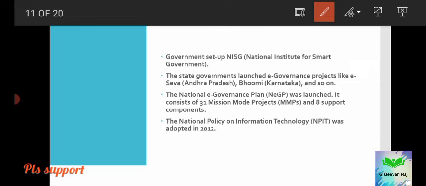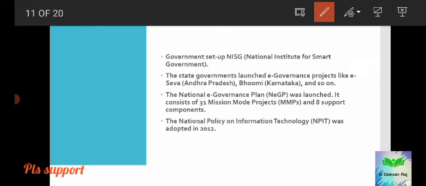The state governments launched e-governance projects like e-Seva. Some of the initiatives of the state governments are, for example, the Andhra Pradesh government launched an e-governance project called e-Seva. And the Karnataka government launched a project called Bhumi. So, you should quote these as examples.